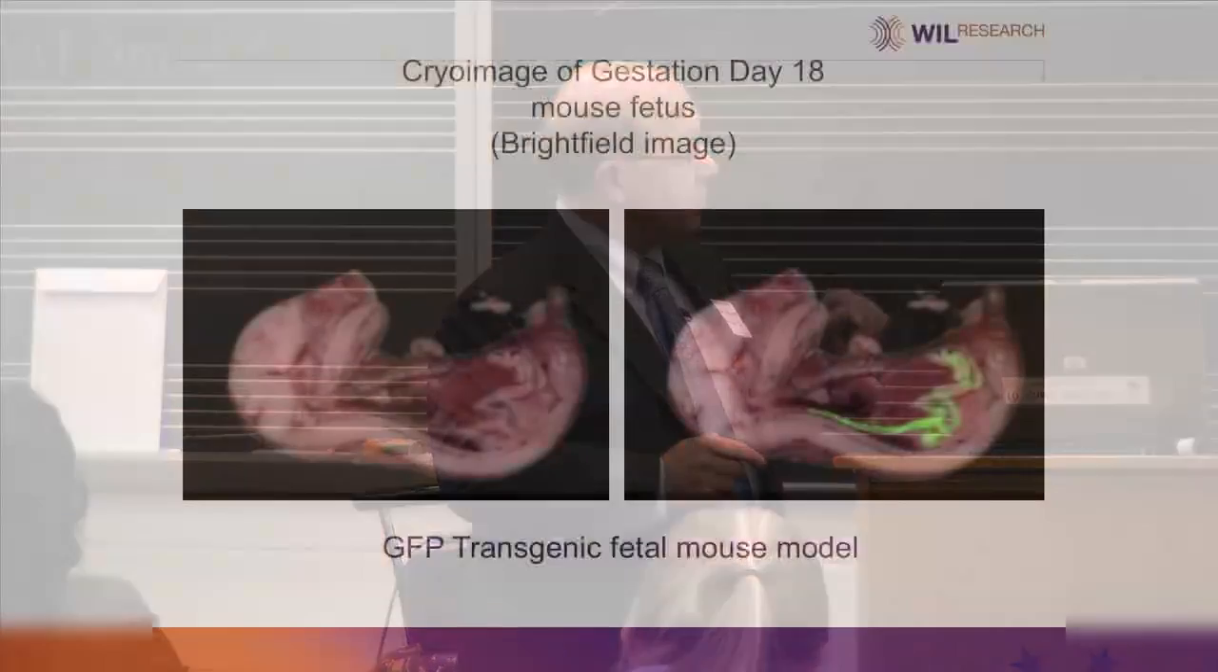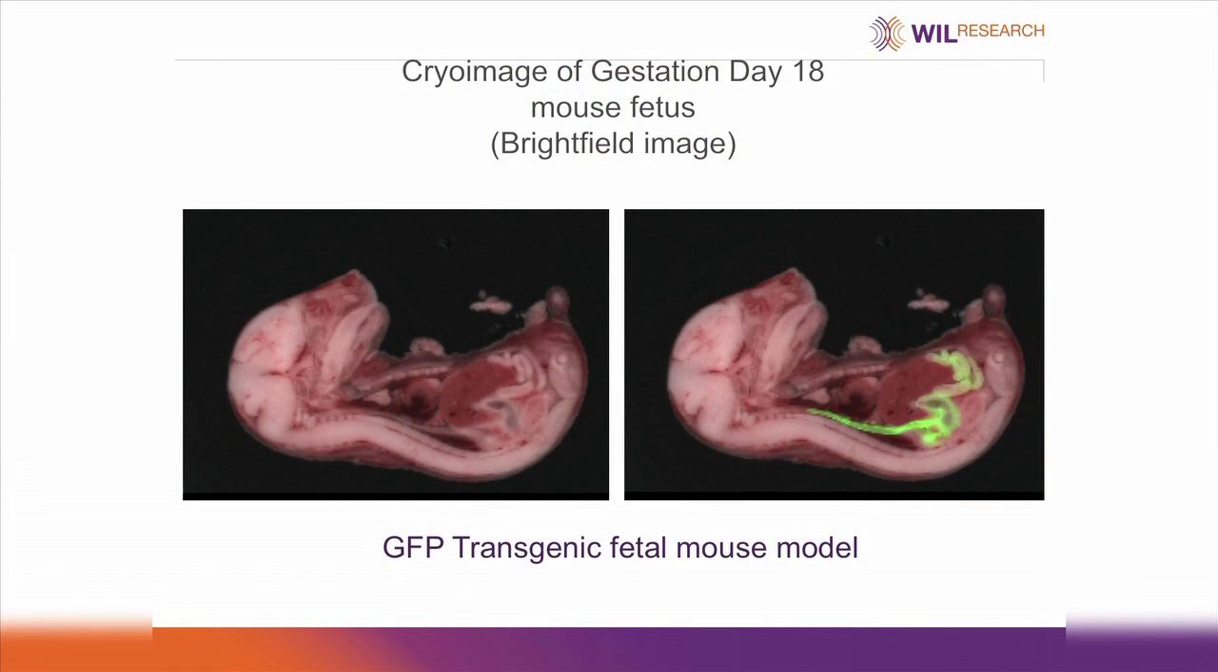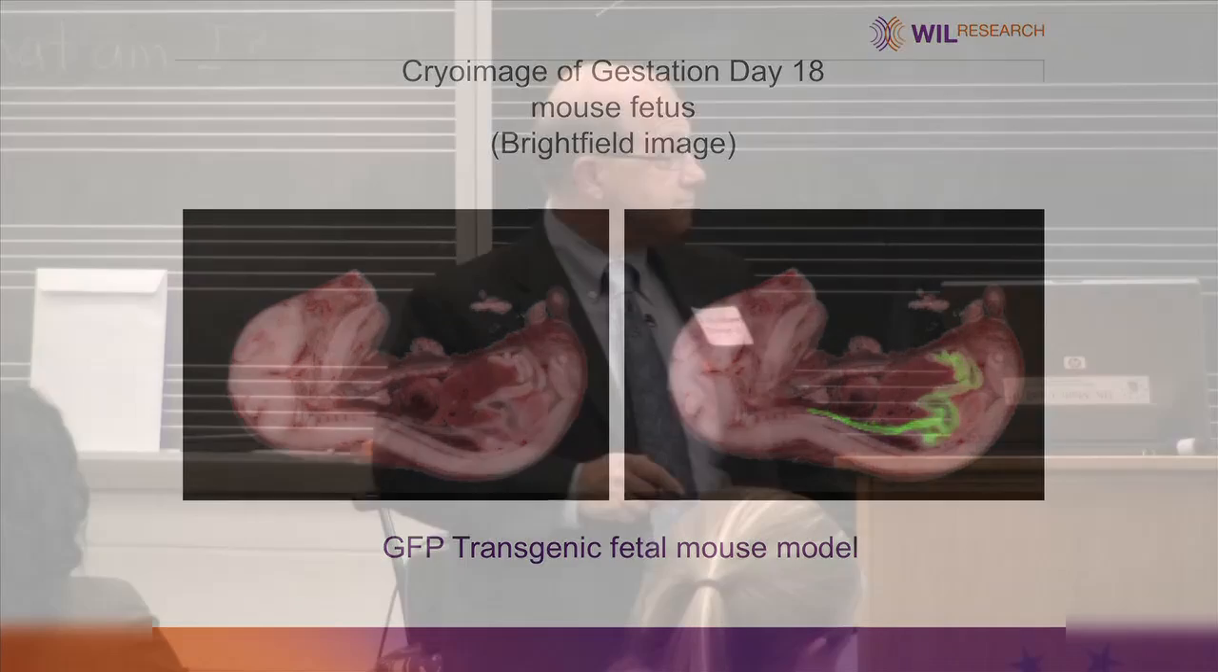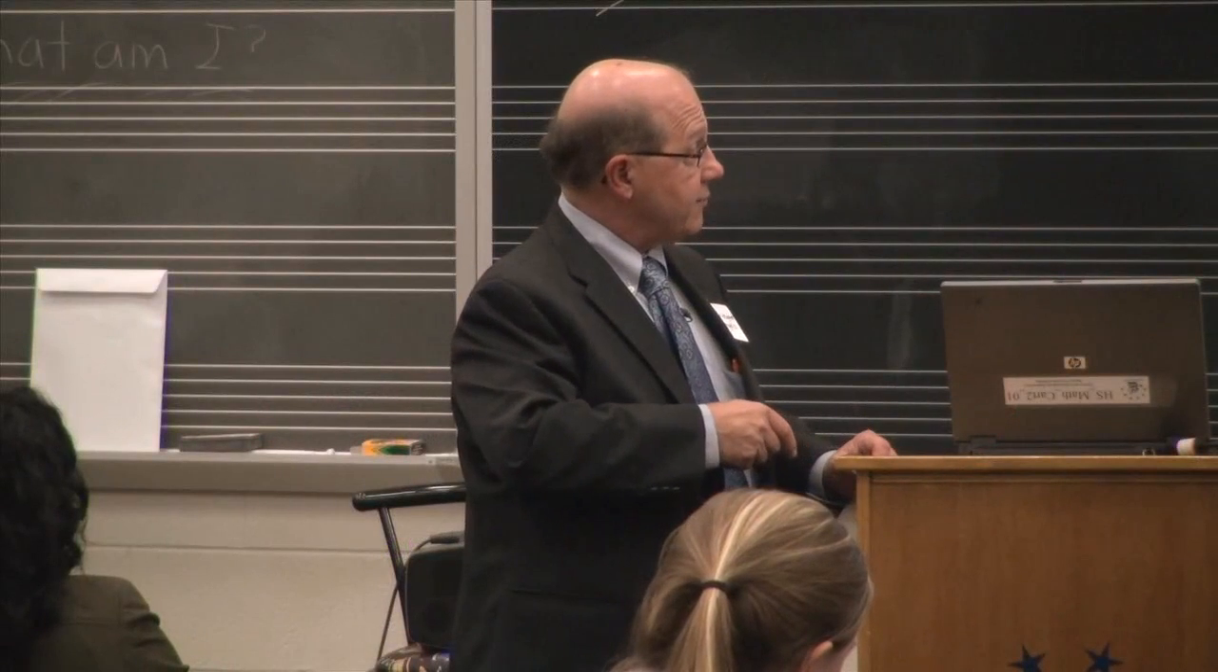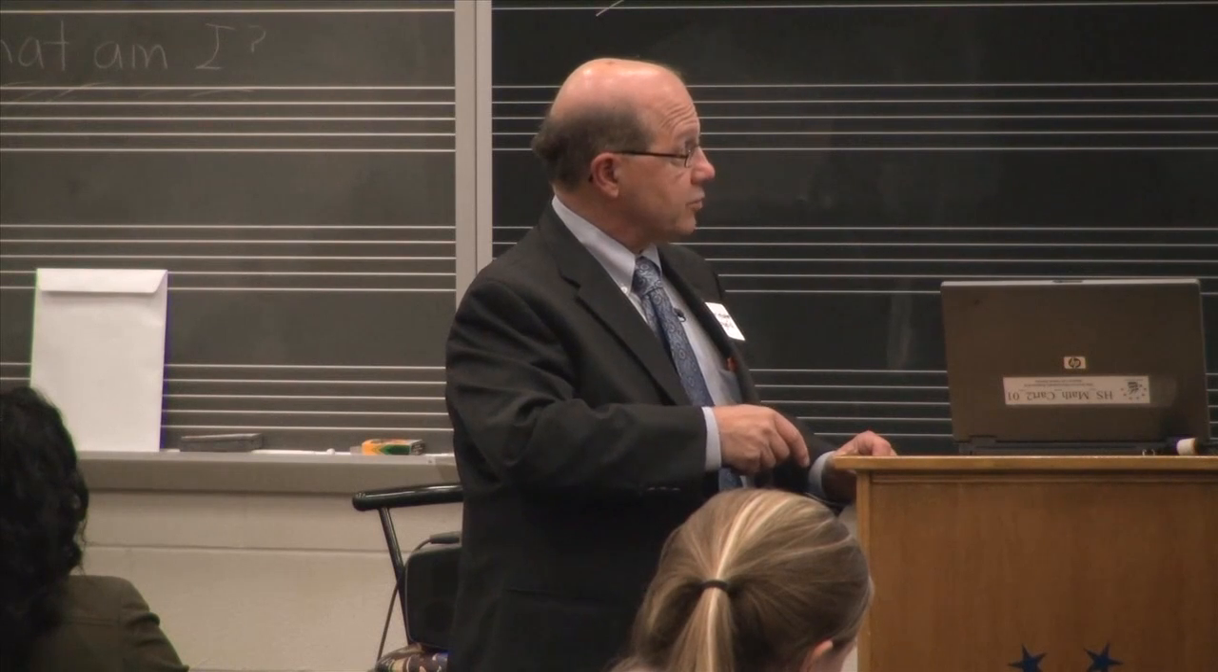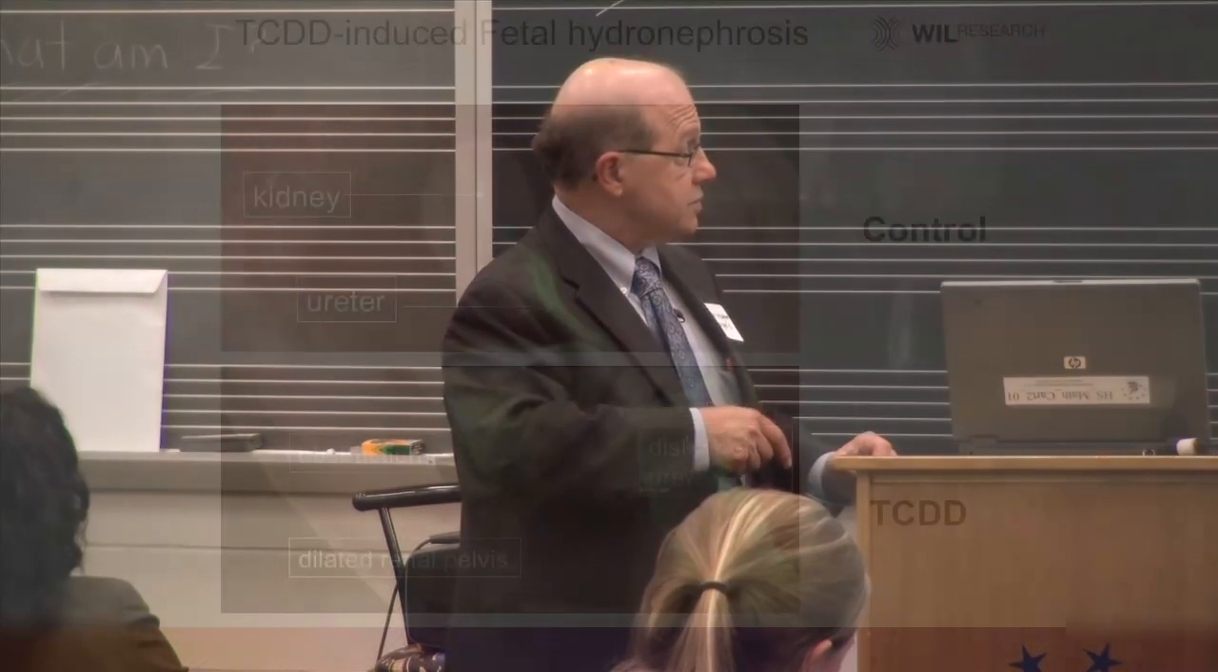Okay, here's another example of cryoimaging. This is a picture of a small mouse fetus, and this one has been genetically engineered so that the smooth muscle will light up under the right kind of light. So now it's much easier to diagnose damage here versus here.